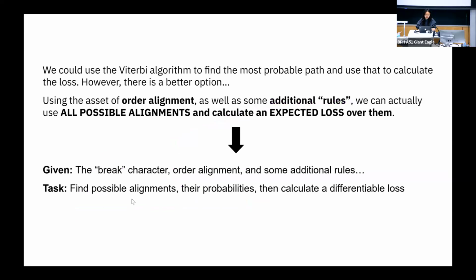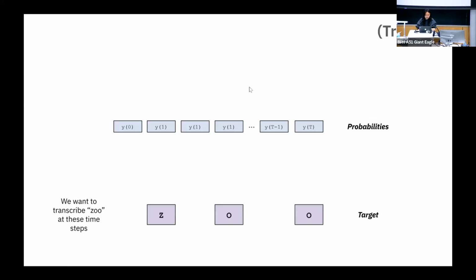Putting together the break character, the ordered alignment, and these additional rules, CTC can find all possible alignments and assign probabilities to them. Then we can calculate with these probabilities to get the differentiable loss. This is the expected loss over all possible alignments. Okay, let's zoom in and see how it works in detail.